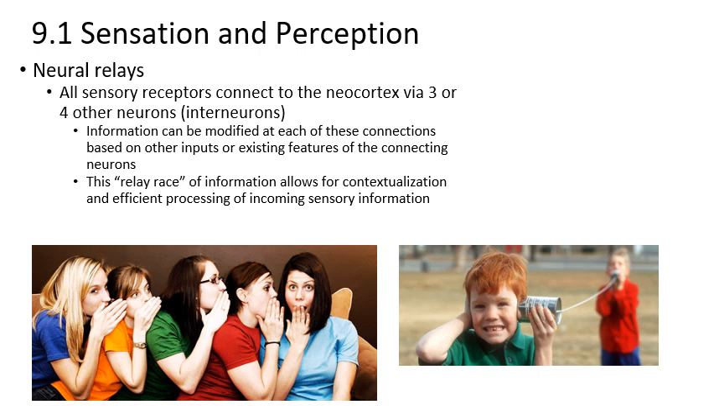Information is modified at each of these connections based on other inputs from the brain. So the areas that the sensory receptors are going through are also getting information from the neocortex, for example. And also there's just existing features of these areas that change the information coming in from the connecting neuron. It's sort of like a relay race of information, allowing for the contextualization and more efficient processing of incoming sensory information.